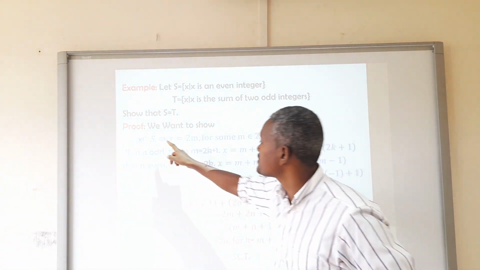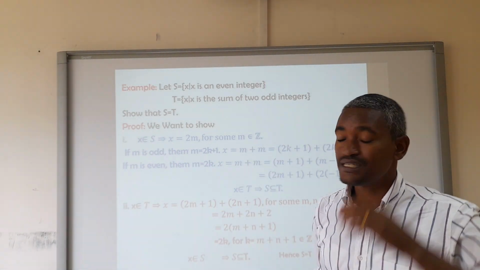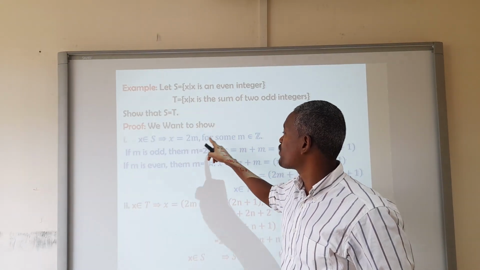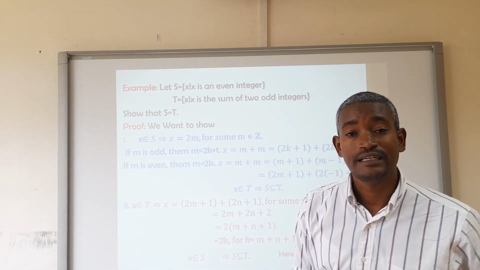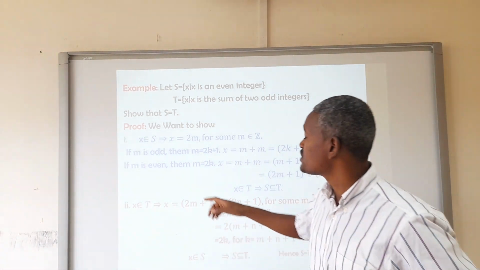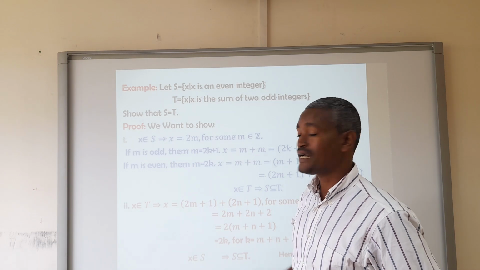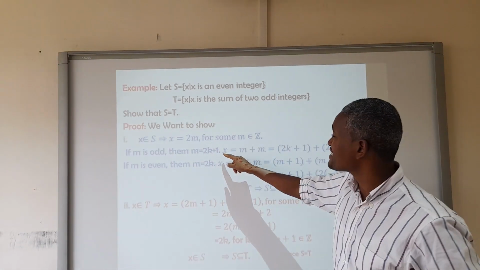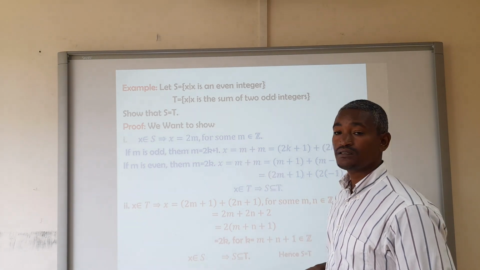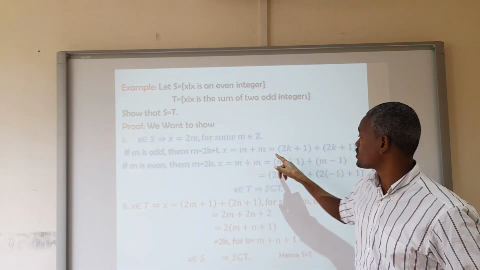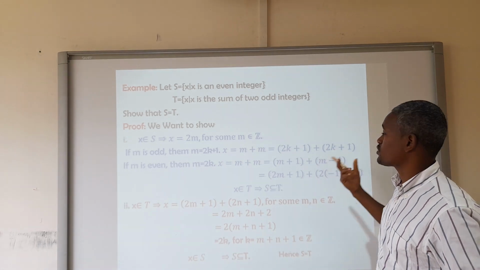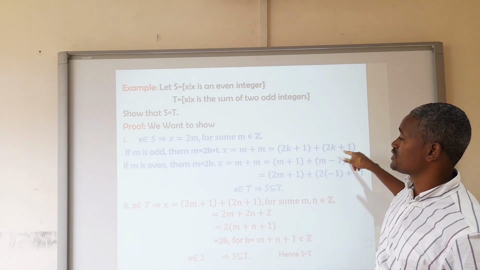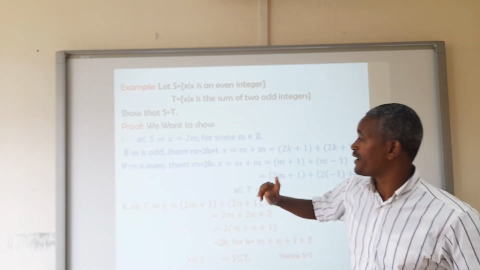So let's start. Let x be an element of S. Then x can be written as 2m, where m is an element of the integers. If m is odd, then we can write m equal to 2k plus 1. Then x can be written as m plus m, which is 2k plus 1 plus 2k plus 1. We can write this as the sum of two odd integers. Therefore, this case is satisfied.